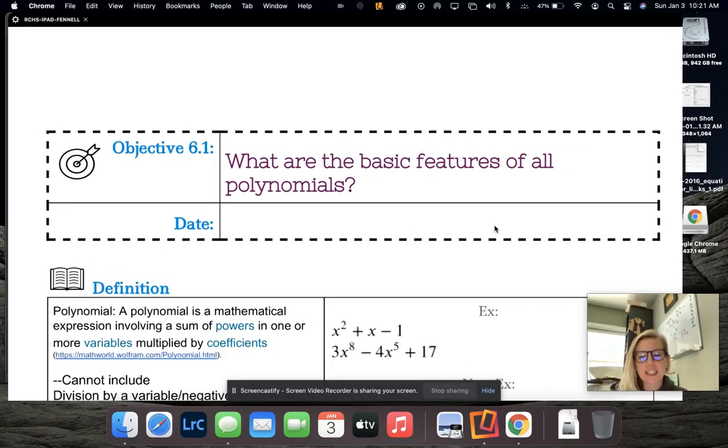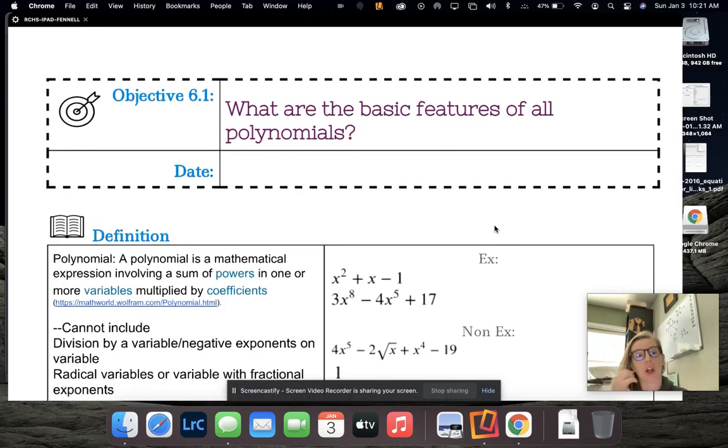So what we're going to do today is talk all about polynomials. It's going to be quite a lot of information, so make sure you are ready for some new vocabulary, some important concepts, and really get your thinking caps on. We're going through a lot right now.